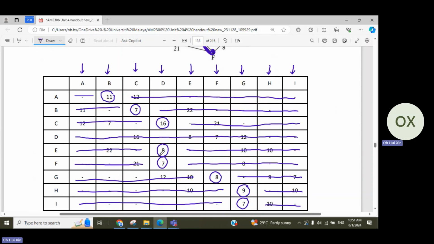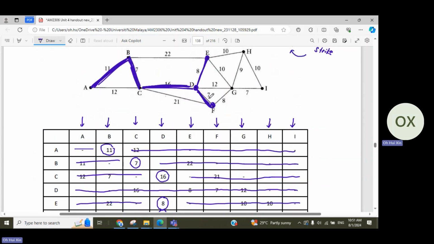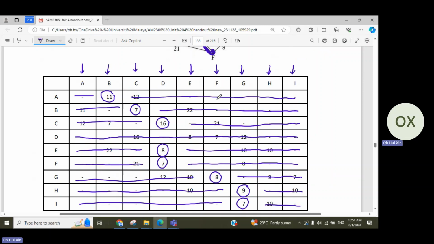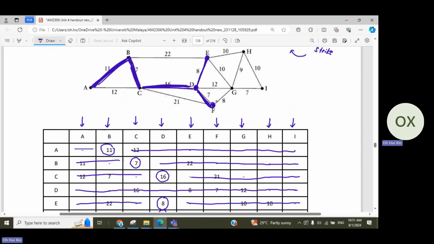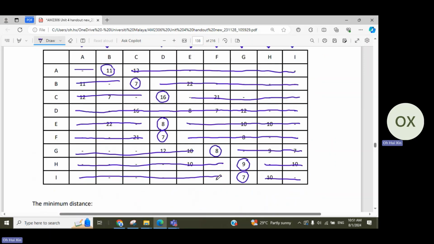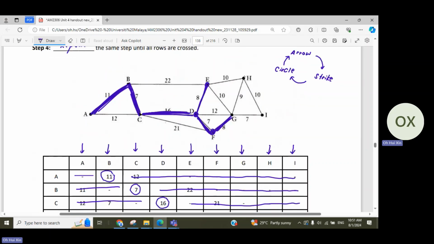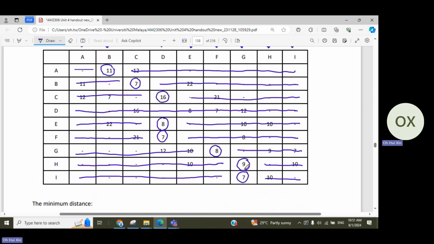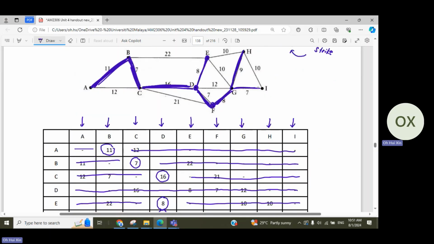Okay, so F to D, we have 7. Then G to F, we have 8. Next one is H to G, we have 9. And then the last one is I to G, we have 7.